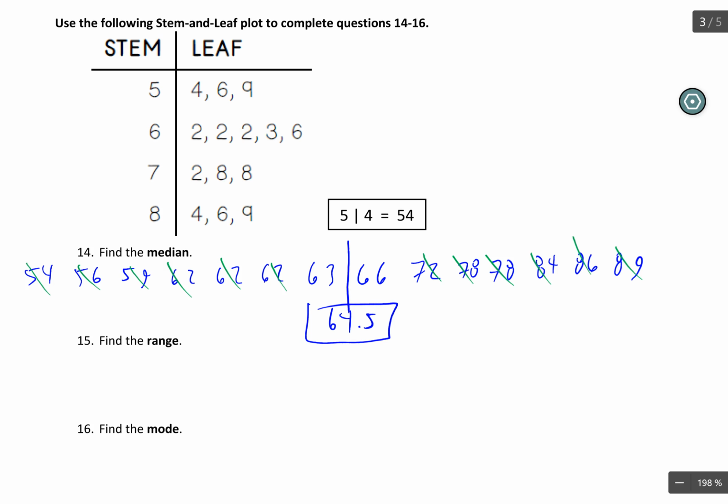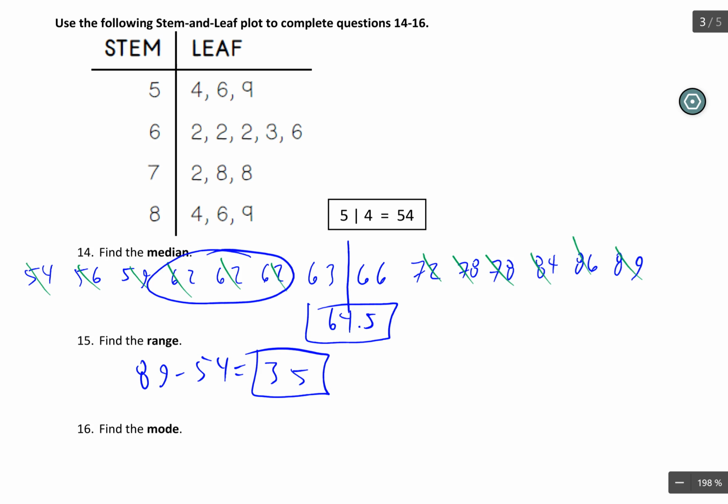Finding the range, that's my maximum minus my minimum. So 89 minus 54 is going to give me 35. And then I need to find the mode. Well, which number did we see the most of? So looking through here, I do see 62 3 times, but let me keep looking. And up there's 78 and 78, but no, it looks like that's going to be it. So 62 appears the most often, or the most frequently, and so that would be my mode.